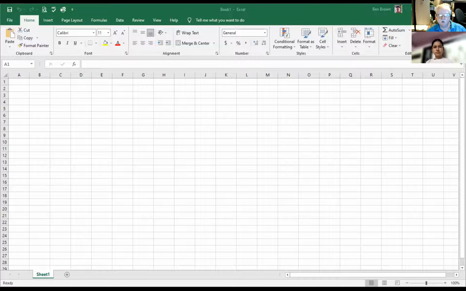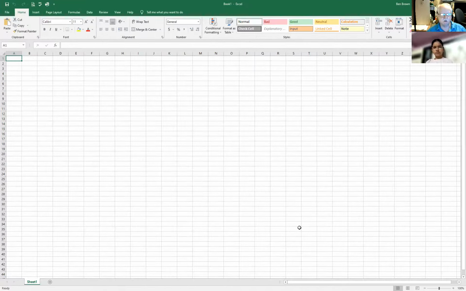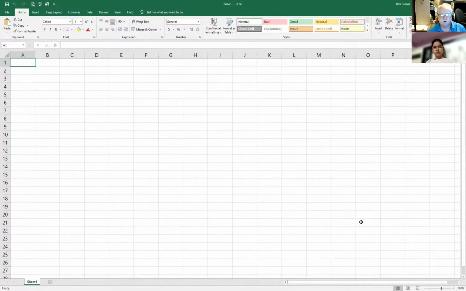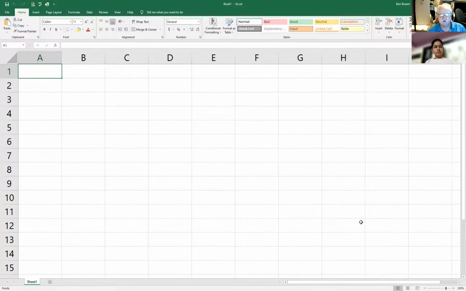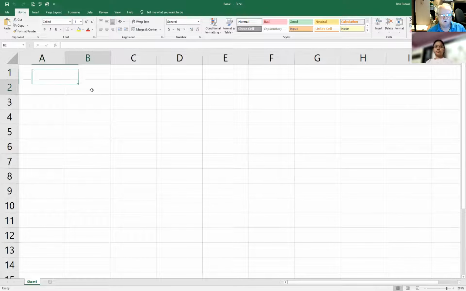So now I'm hoping you can see an Excel spreadsheet. Am I correct? Yes. Okay, I'll make this a little larger so we can see it. So on Excel, it is actually incredibly easy.